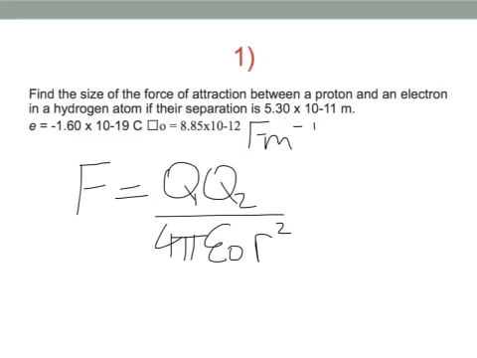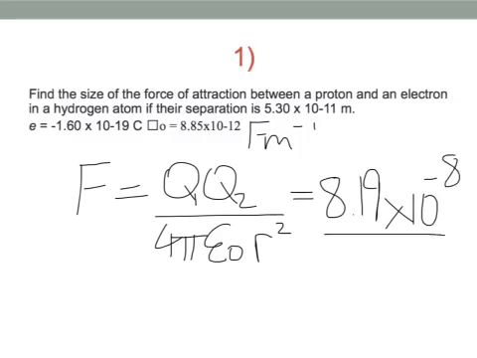squared. And if you do this properly in your calculator, like hopefully I have done, you should be getting 8.19 times 10 to the power of negative 8. Now that's newtons, of course. So check that out, see if you get that.